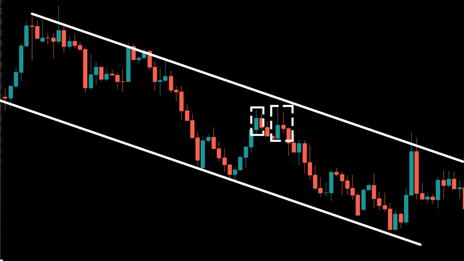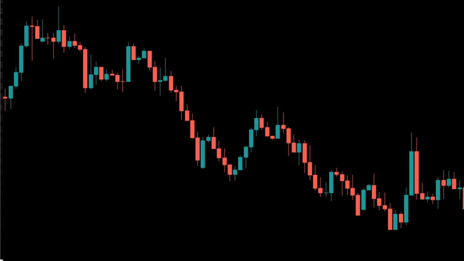Now, after the close of the shooting star right here, we are going to go short, and our stop loss should be above the wick or the swing high, while our TP should be between 1:2, 1:3, 1:4, or 1:5. So that's how to use this strategy.